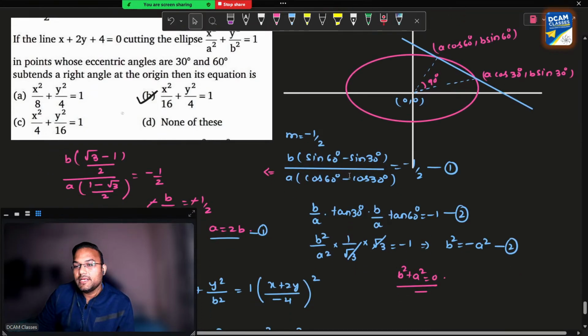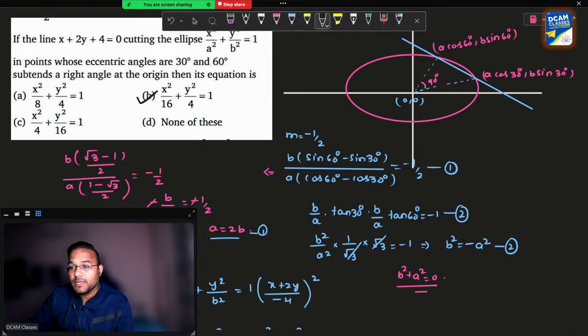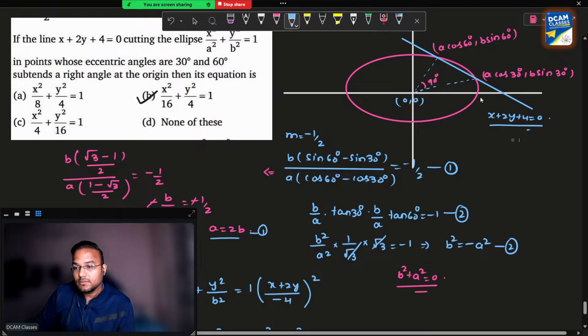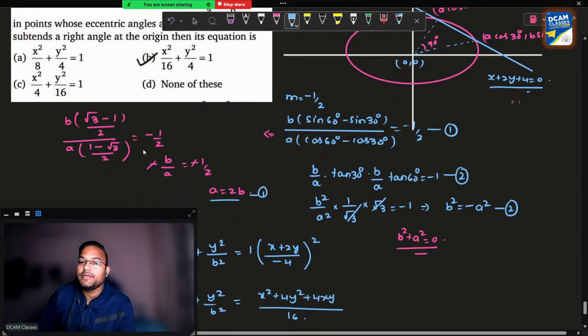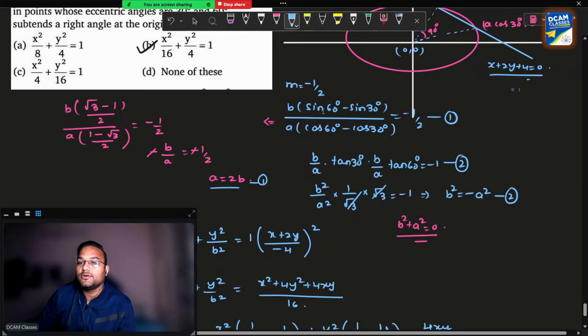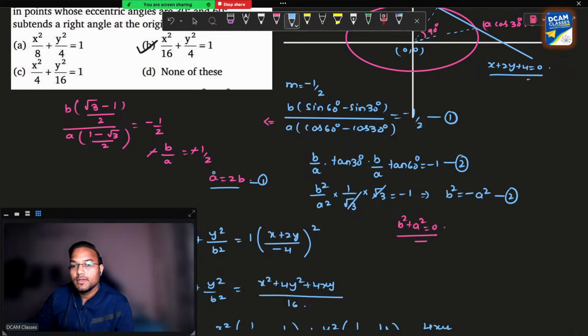See, one thing what I have done, the two points are a cos 30, b sin 30, and a cos 60, b sin 60. This line is given to me, which is x plus 2y plus 4 is equal to 0. Correct? Slope of this line is minus half. Using these two points, I can find the slope, and I can find one relation between a and b that I have done here: a is equal to 2b. Correct?